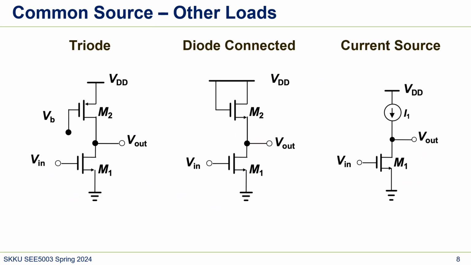In this textbook, we're going to talk about three types of load actually. So the first one is triode, PMOS. And then the other one is diode connected. This one has an interesting property. We'll learn about that. And then the other one is also a current source. This is also widely used.